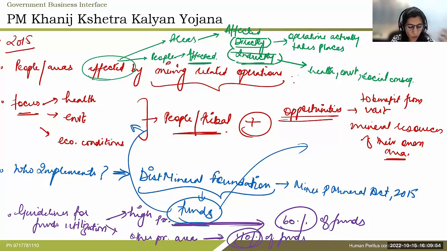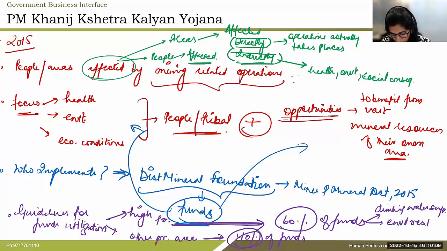Now, for what would these funds be used? These funds would be used for drinking water supply, environment restoration, healthcare, education, and other things also. So these are the kinds of things which would be done by the provision of funds given by the District Mineral Foundation, under the PM Khanij Kshetra Kalyan Yojana.